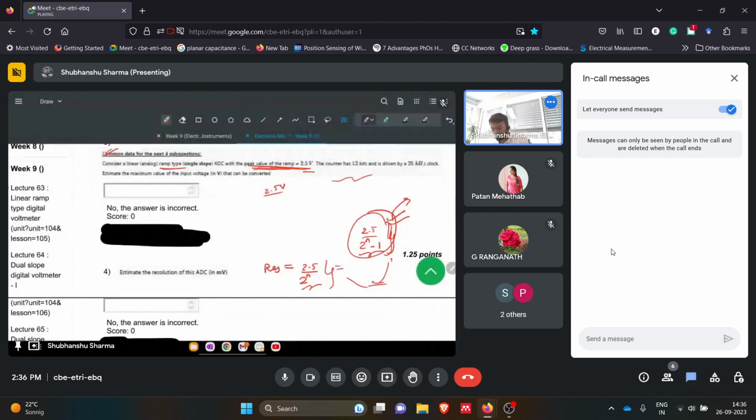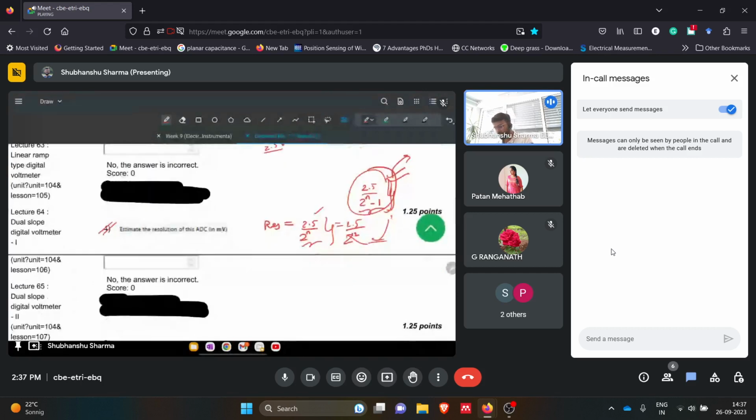So we will have 2.5 over 2 to the power, we have 12 bits here, to the power 12. So you can get the resolution for this easily. I think you will get a lot of questions based on the resolution, so you should know this formula. It is simple for calculating the resolution of the ADC.